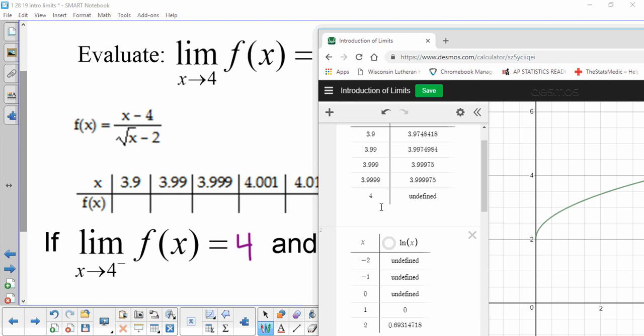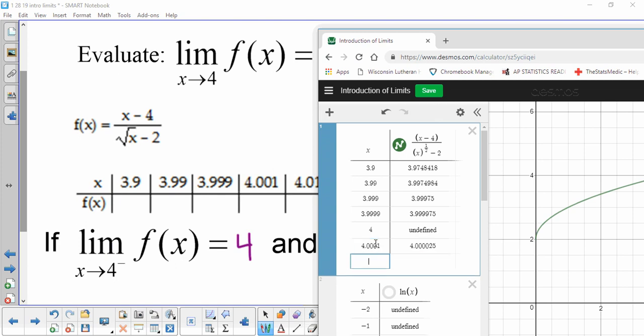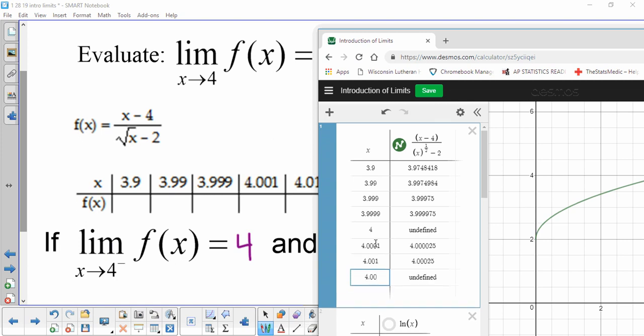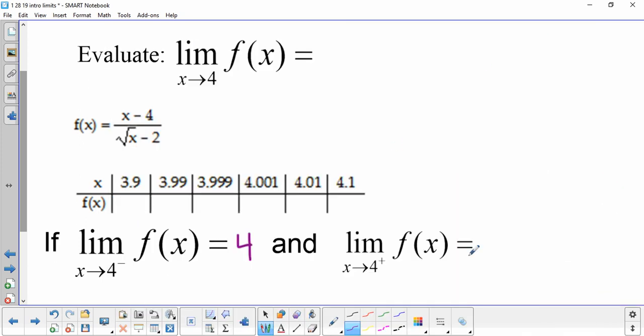Well, let's continue. Let's find out, because for a limit to exist, it has to approach the same value from either side. So that means I have to plug in 4.001, and why am I going backwards? 4.001, 4.00, oops, let's go like that, and then 4.1. And you can see even right here, as we get closer and closer to 4, it appears to be approaching 4 as well, both sides. So this side also is 4.